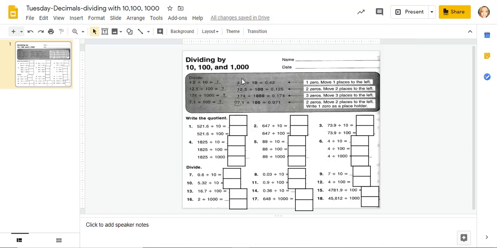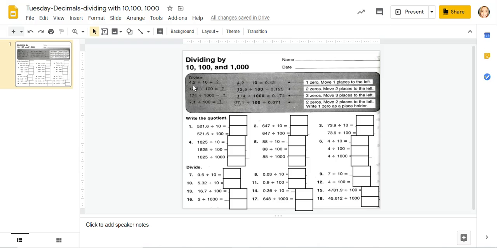So anyways, coming back to our assignment, what does that have to do with this? Well, each one of these zeros represents a place that you're moving over. But you're not moving these numbers over, you're moving the decimal point over. What are you talking about, Miss Cortez? Well, let's look at our examples here.